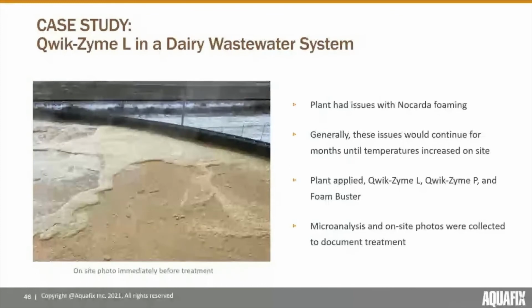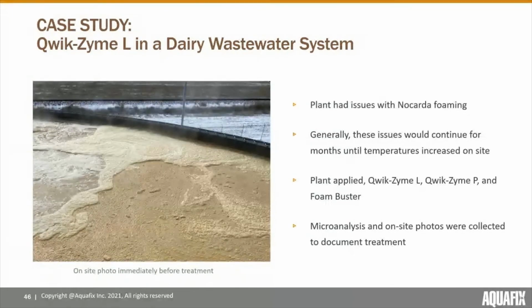So we were performing on-site observations where we take a few pictures. You can see here's an initial, this is kind of what their foam looks like, and we have an end photo as well to show how it changed on site. But we also did microanalysis after a couple weeks and then at the end of the treatment to see how the progression of filament went through.